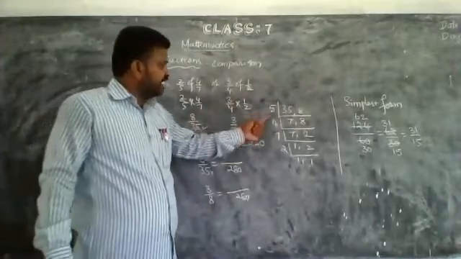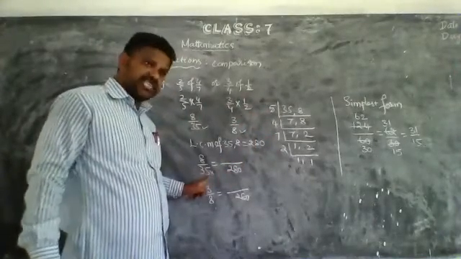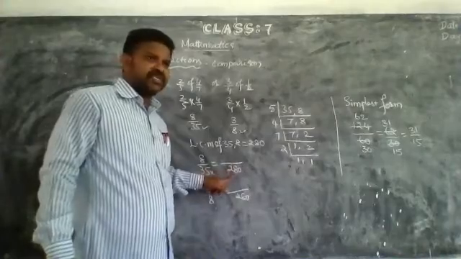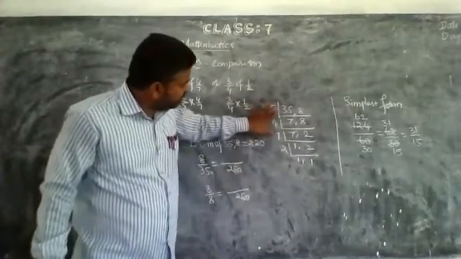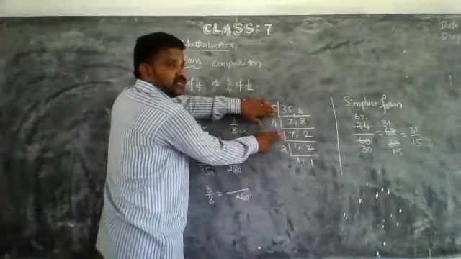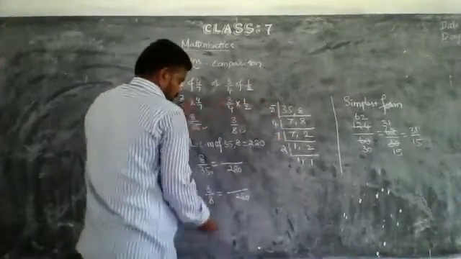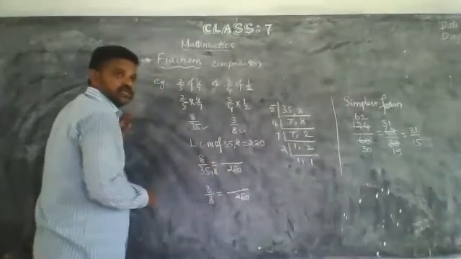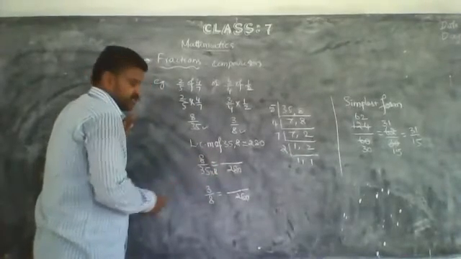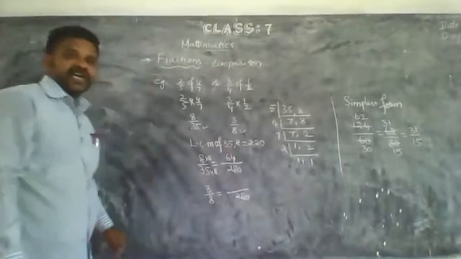See, 5 sevens are 35. So 35 into which number gives 280? 35 is made of 5 and 7. What numbers are left? 4 and 2. How much? Yes, 8 times. 35 into 8. So 8 into 8 equals 64 by 280.